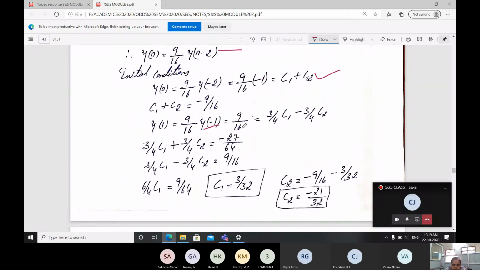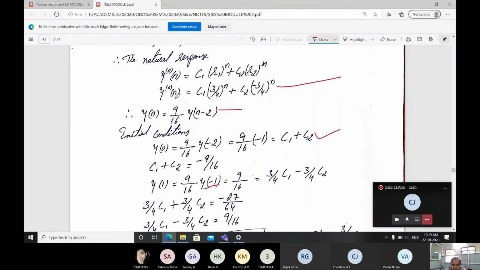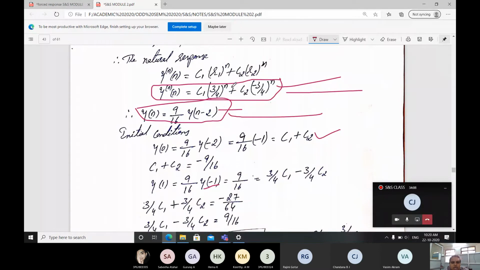Therefore, 9 by 16. Then what you have to do? We have to substitute, remember this, what I am doing here: I am substituting n as 0 in the equation of this and also in the natural response equation. In both the equations, I am going to substitute n as 0 and n as 1. Based on that, I am writing these equations.